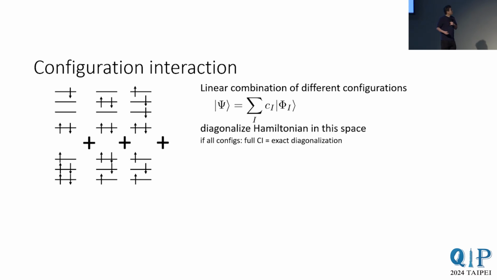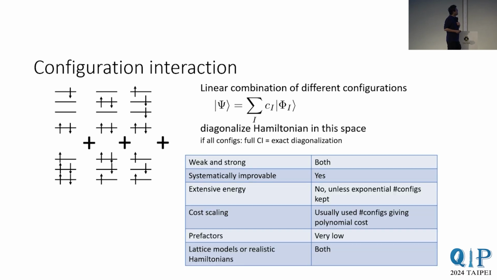If you include all possible configurations, then of course the method is exact, and you call that full configuration interaction or exact diagonalization. The idea is very simple. You can treat any kind of correlation this way if you include enough configurations. It's clearly improvable. One challenge with this approach, however, is that unless you include an exponential number of configurations, as the system size grows, because the Hilbert space is growing exponentially, the method is not extensive. So if you choose a truncation to anything less than an exponential number of states, your energy gets worse and worse as the system size grows.